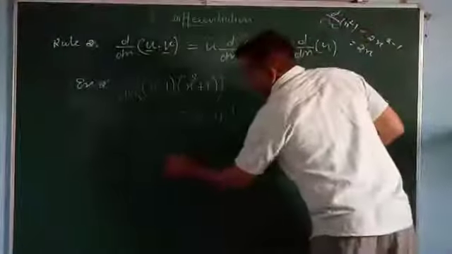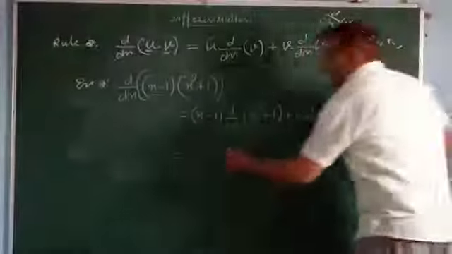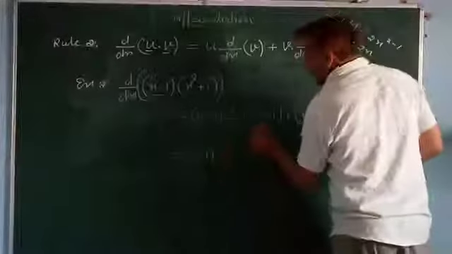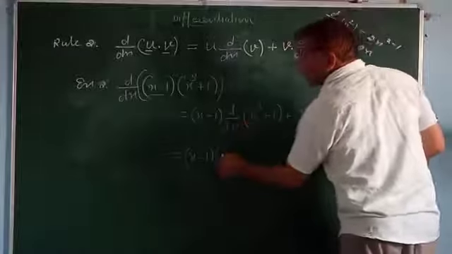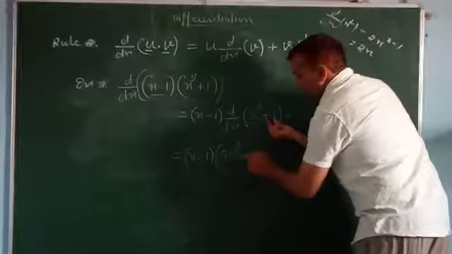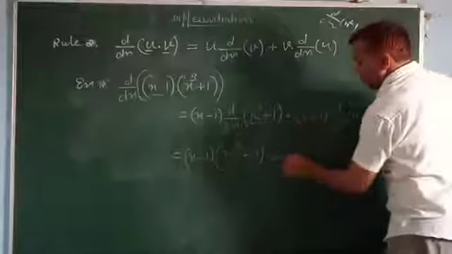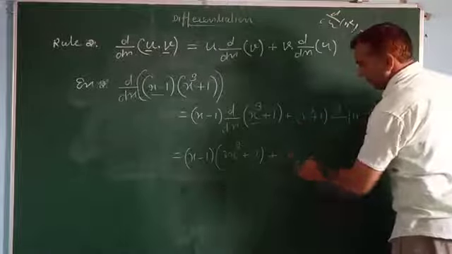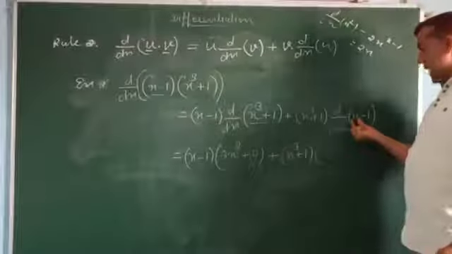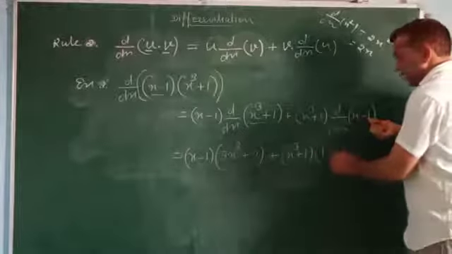The next step will be equal to first as it is derivative second plus second as it is derivative first, that will be equal to x minus 1 into derivative of this function will be 3x square plus 0 because it is a constant function. Next plus x cube plus 1 into derivative of this function. The derivative of this function will be, here this is x and the derivative of x will always be 1, and this is constant minus 1, therefore its derivative will be 0.